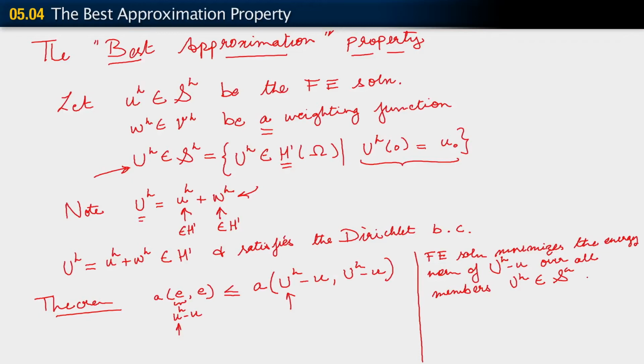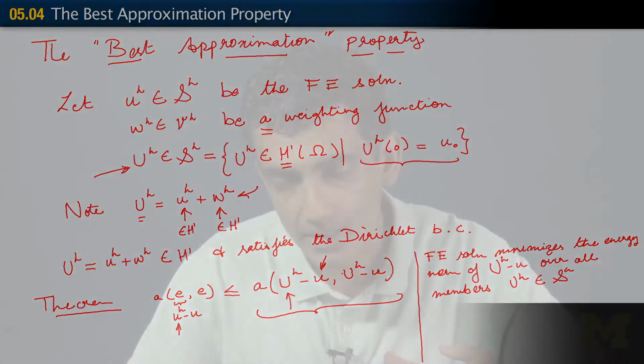Okay, one of them is the finite element solution. That finite element solution is that member of SH that minimizes the energy norm of the difference between that function and the exact solution. Okay, in this sense, with the energy norm as a measure, the finite element method picks the best possible approximation among all members of SH. Okay, and this is why we call this the best approximation property. In fact, the statement that we have here represents the best approximation property.